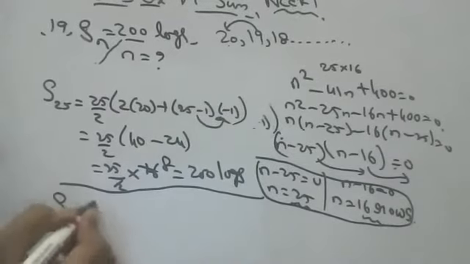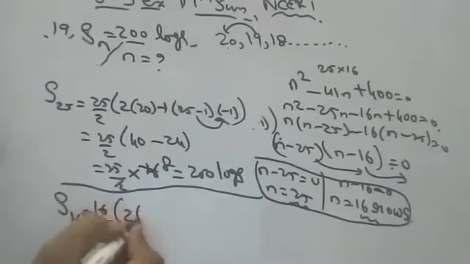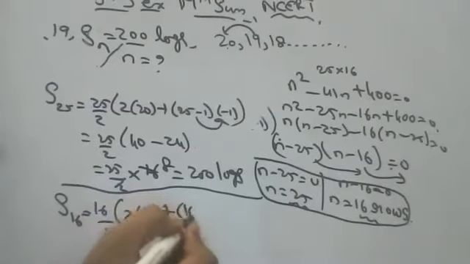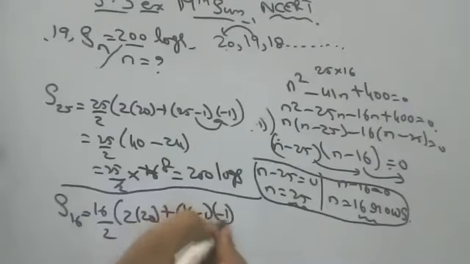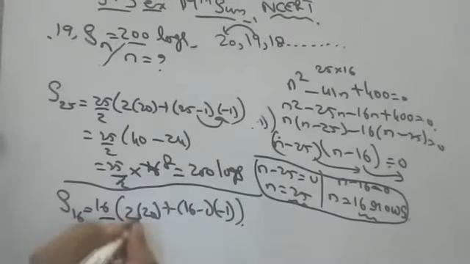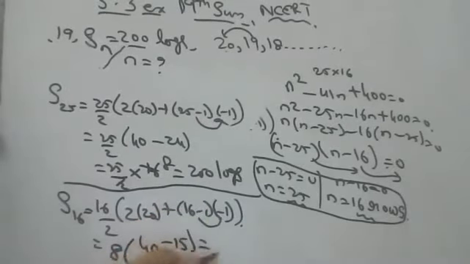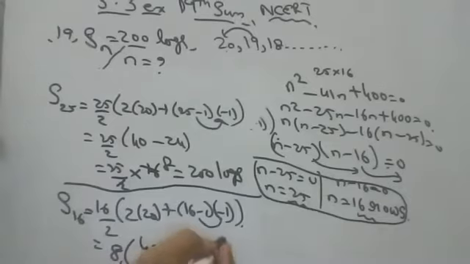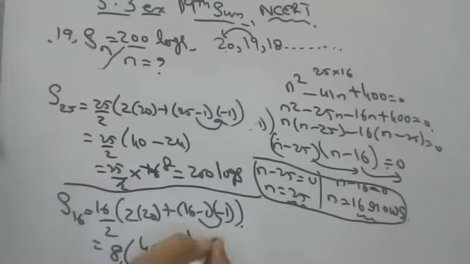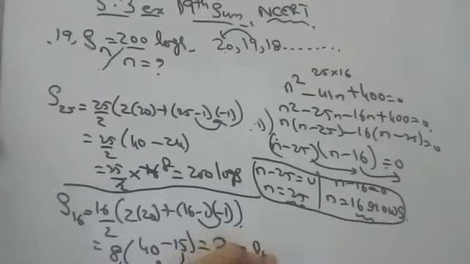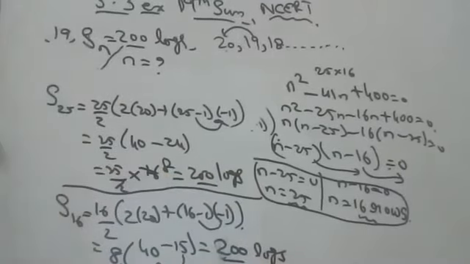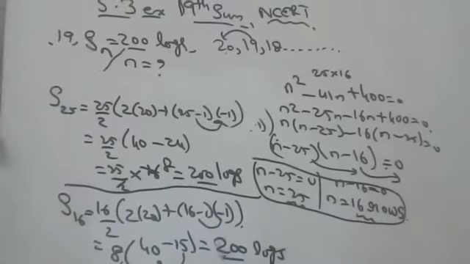Yes, 16 also we will check. 16 by 2 into 2 into 20 plus 16 minus 1 into common difference minus 1. Okay, so 8 into 40 minus 15, children. So this is 25, 25 into 8. This is also 200 logs. Now the question comes: which is the correct answer? 25 or 16, that we have to decide.